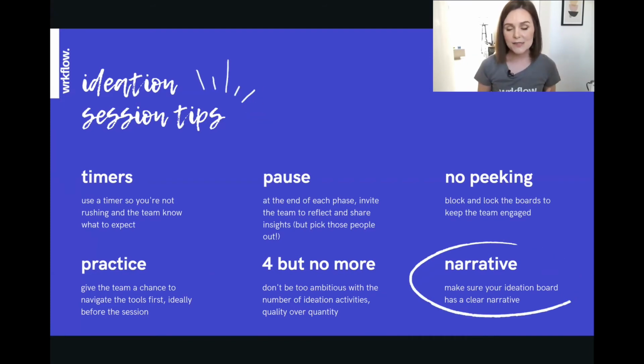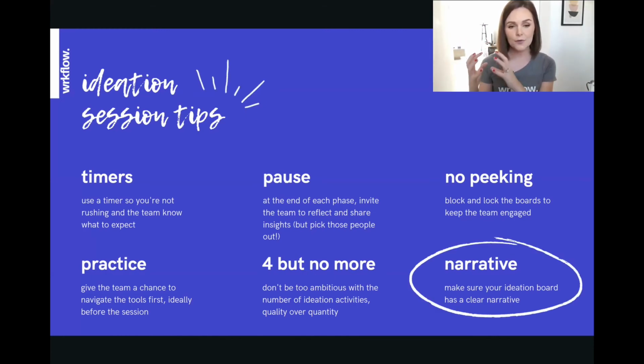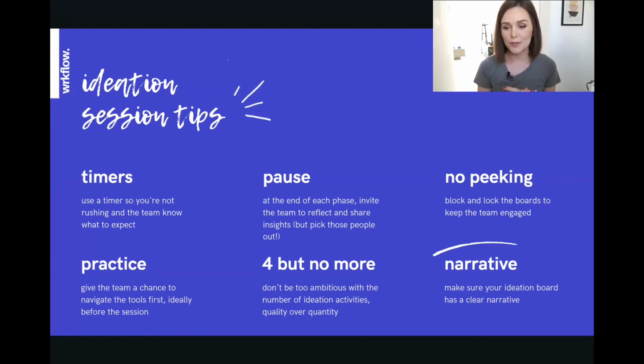Don't be too ambitious with the number of ideation activities. As I say, stick to that 3 if you can. It's a perfect number for 60 minutes. Anything more than that, anything kind of beyond 4, and I would say the 4th would have to be a micro activity. You're not going to get through it. You're going to feel very frustrated at the end of the workshop that you didn't get through it all.